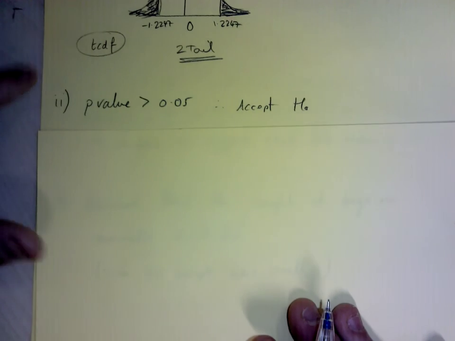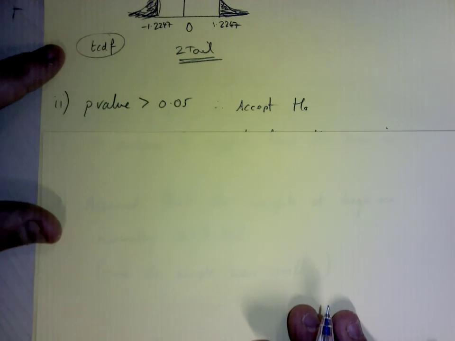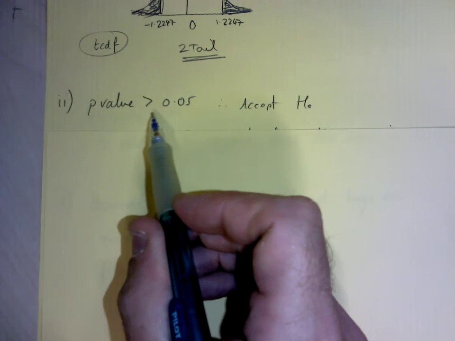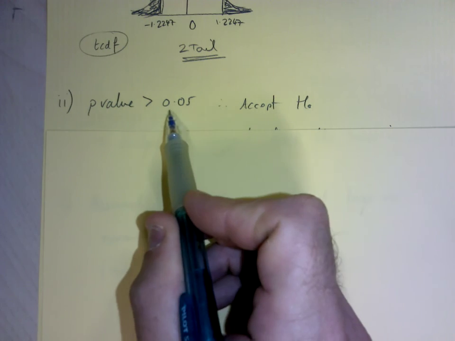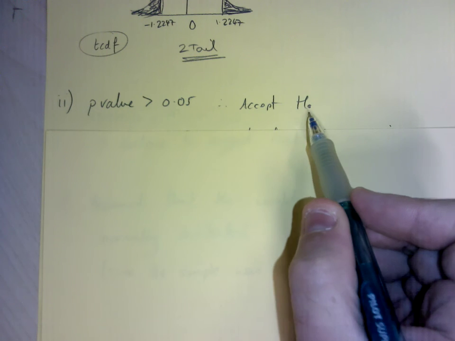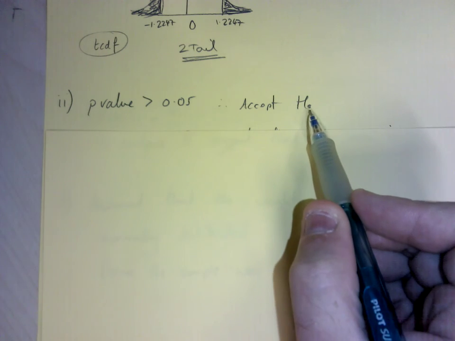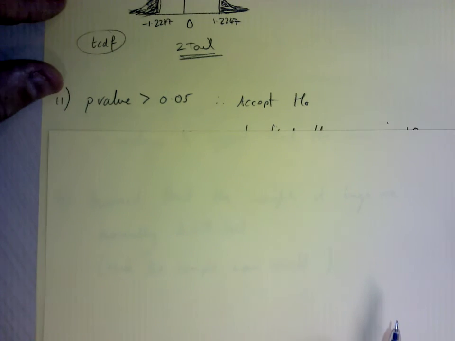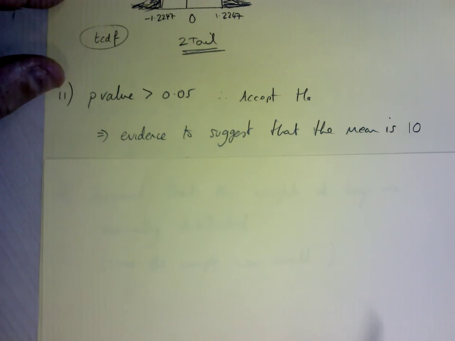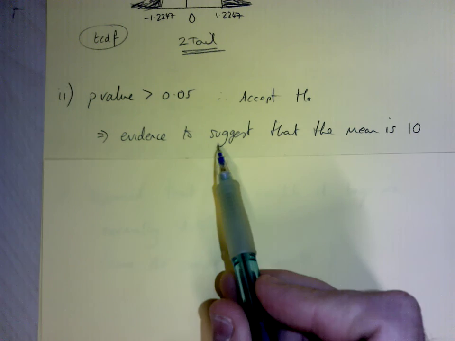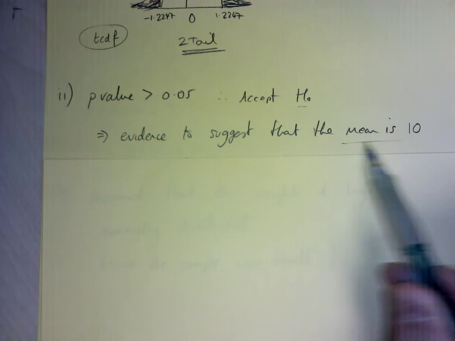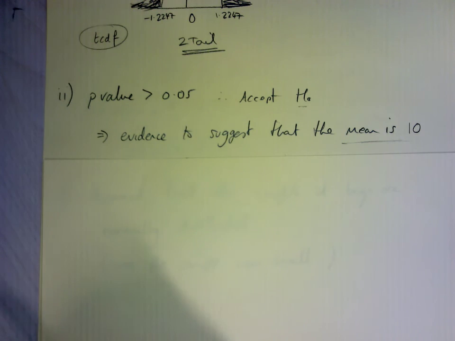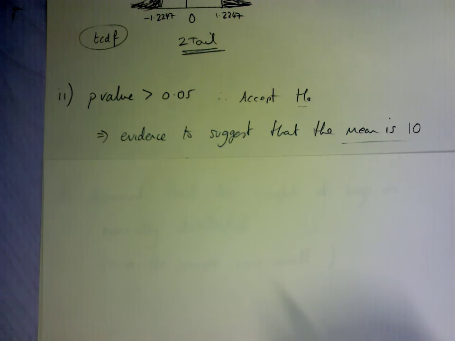Part 2 asks us then to make the conclusion. Well, the p-value is, in this case, a lot bigger than the significance value of 5%. So p-value is bigger than 0.05, so I accept the null hypothesis. But of course, it asks me to state it in the context of the question. So I've got to say that that means there is evidence to suggest that the mean is 10, because the null hypothesis suggests that the mean is 10. So there's my answer for part 2.